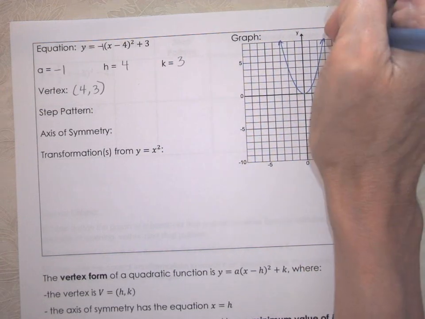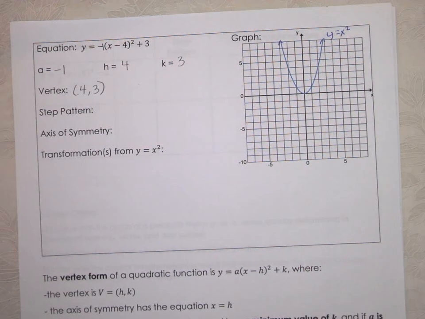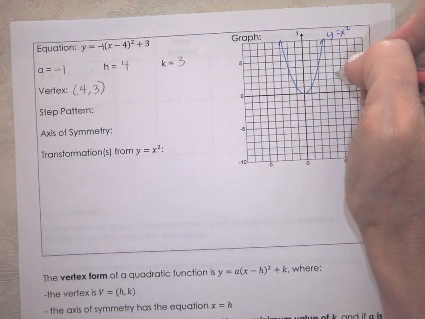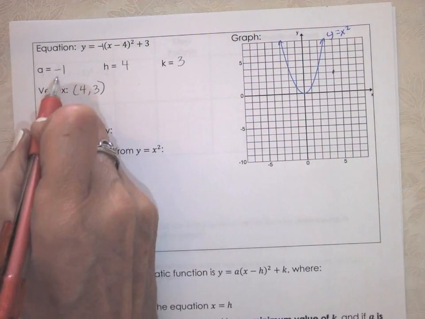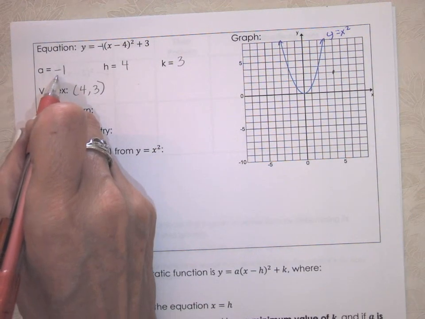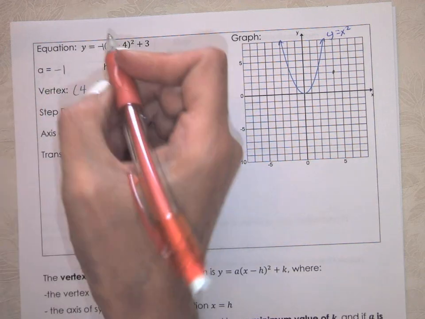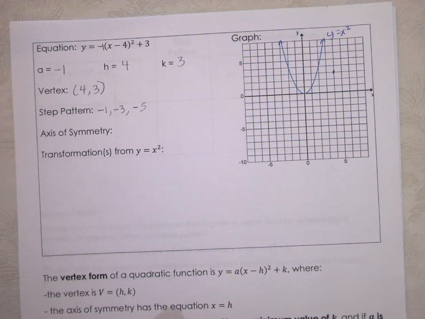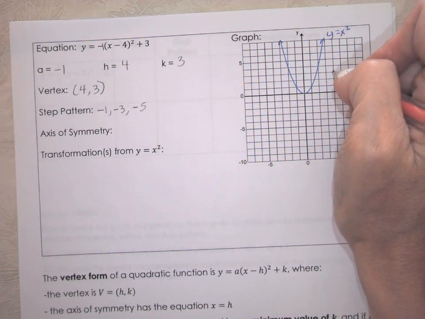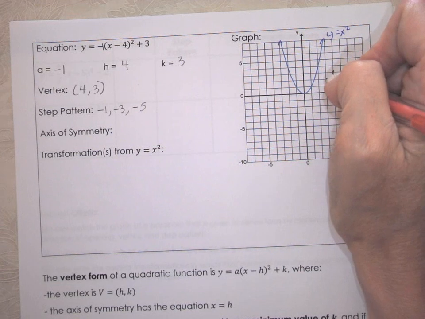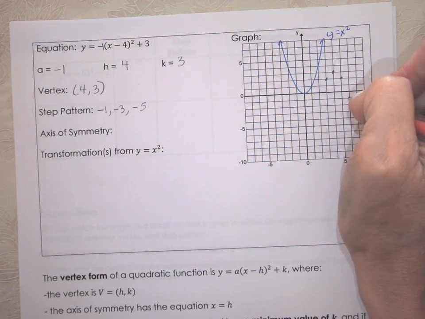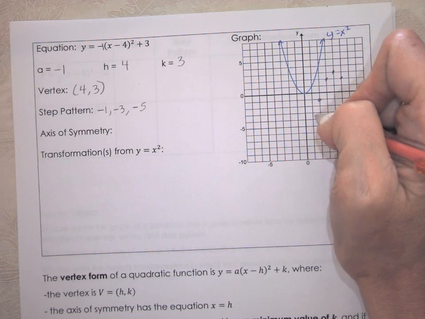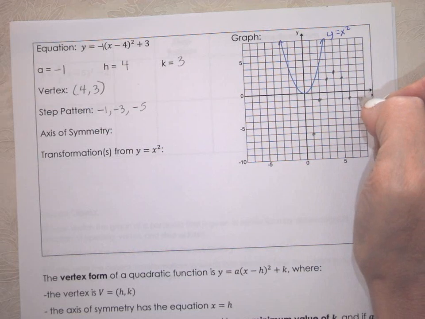I'm just going to put arrows here and label this one y equals x squared. And our new vertex is at 4, 3, right there. And the step pattern, our a value is -1, so it's changing from +1, +3, +5 to -1, -3, -5. And the minus is going to indicate down for us, right? So here we're going to go over 1, down 1 on both sides. Over 1, down 3 on both sides. Over 1, down 5 on both sides.